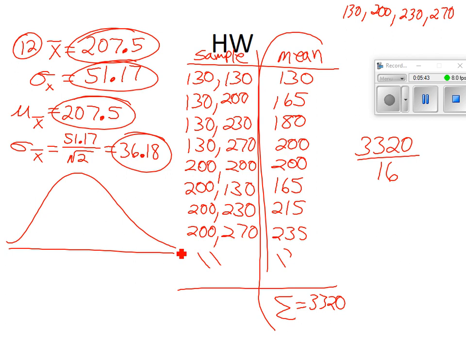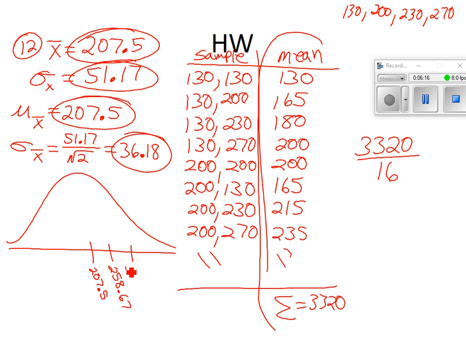If we're going to draw our normal curve for this, what number is going to go right in the middle? 207.5. How am I going to find this first number out this way? Add 51.17. Somebody help me out. What's 207.5 plus 51.17? 258.67. Then you're going to do what? Add another 51.7. What's that give you? 309.84.